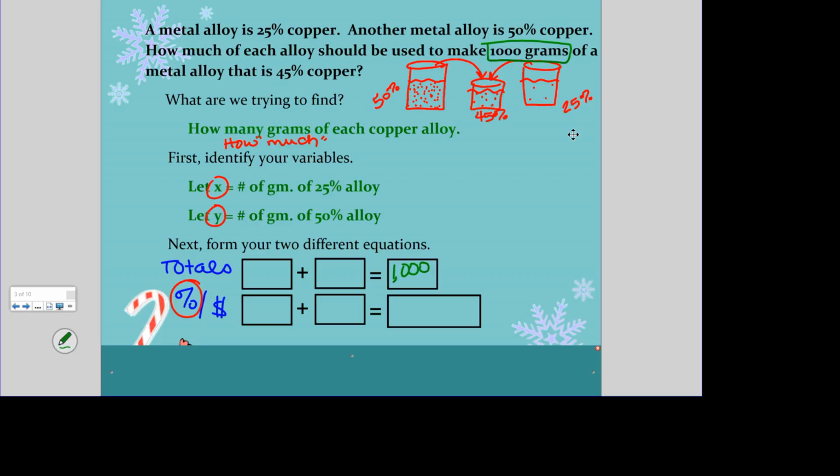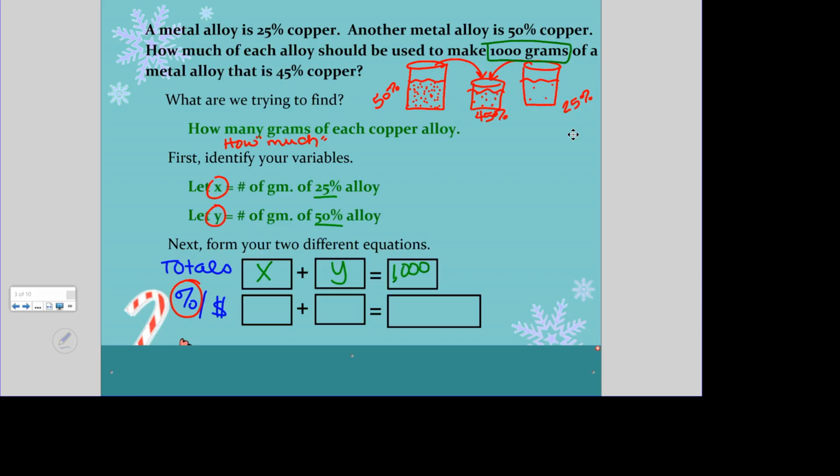So I'm going to set my totals equation equal to 1,000 because I know that the two types of mixtures, however much I have of each, should add up to 1,000. Now we named X as the number of grams of the 25% alloy and Y as the number of grams of the 50% alloy. So in the totals equation, I should add X and Y together, their amounts of grams, and that should total 1,000. Usually you'll find your totals equation is often the easier one to write. I do recommend writing your totals equation first, specifically because the next equation usually comes from it.